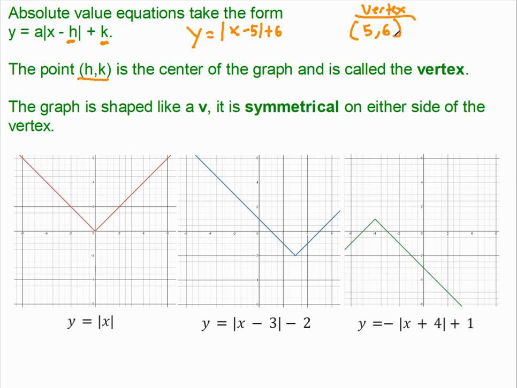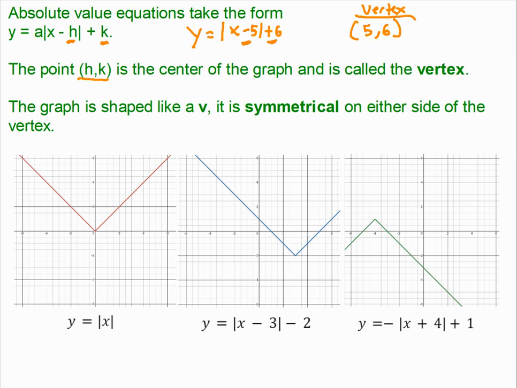So if I look at my example here, my vertex is going to be at the point (5, 6). Notice I take the opposite sign of what's inside the absolute value, and I take the sign that I see for what's outside of the absolute value. This is called the vertex, and that's going to be the center of our graph. The graph is shaped like a V. You can see that in my 3 examples down here. And it is symmetrical on either side of the vertex, meaning that the two sides are mirror images of each other.